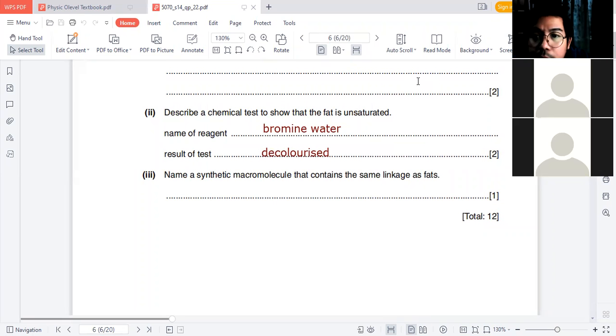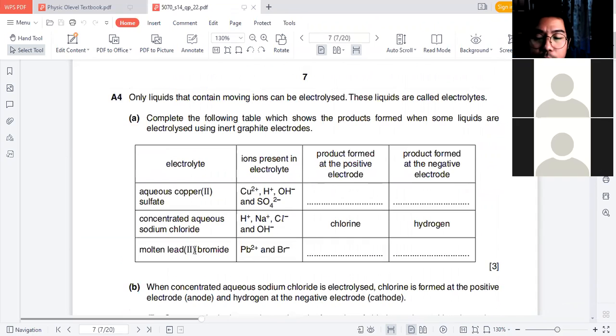Yes. Now let's clear that off and move on. Now, only liquids that contain moving ions can be electrolyzed, because only moving ions can conduct electricity. Remember that these liquids are called electrolytes. Now complete the following table showing the products formed when some liquids are electrolyzed using inert graphite electrodes. First, aqueous copper sulfate.